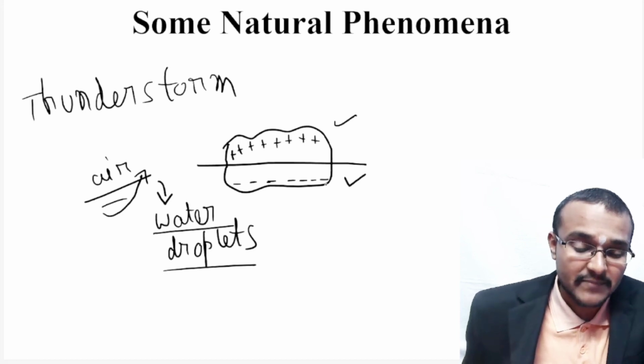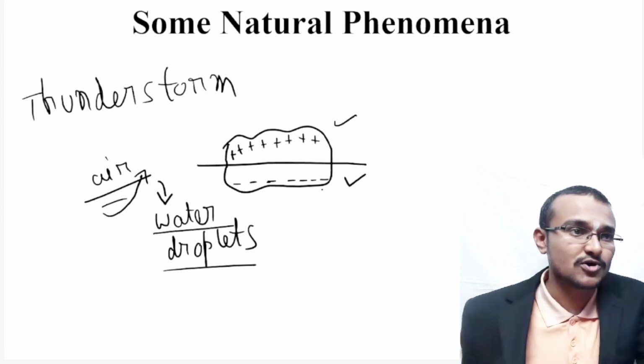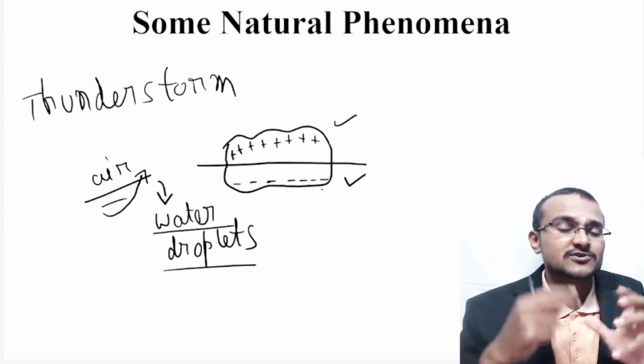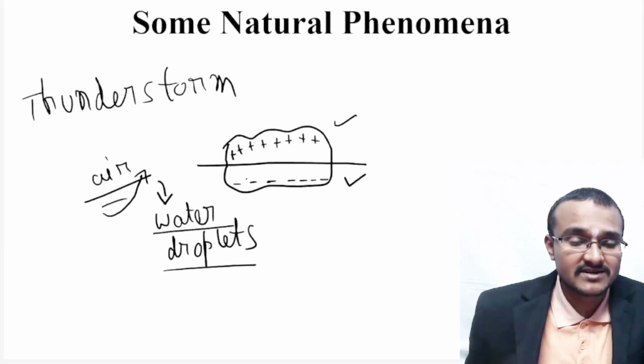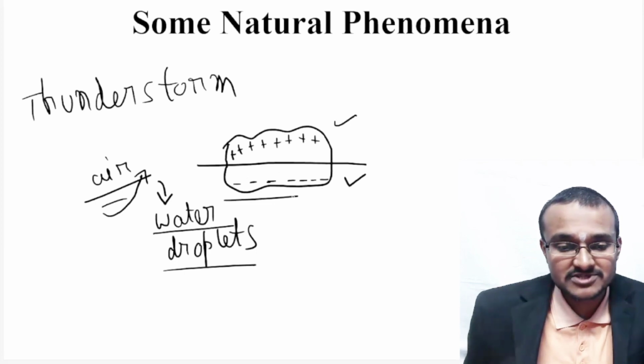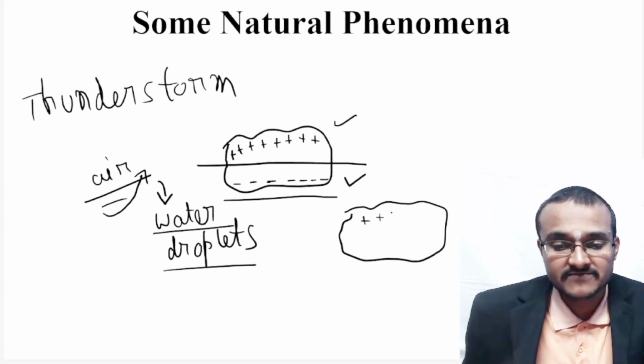Now the upper surface or the lower surface of one cloud may come into contact with the lower surface or the upper surface of another cloud. For example, let's say this cloud has negative charge at its bottom and another cloud has positive charge at its upper surface.